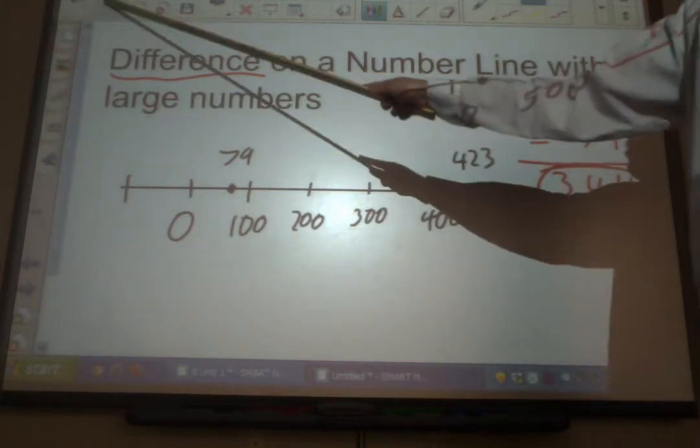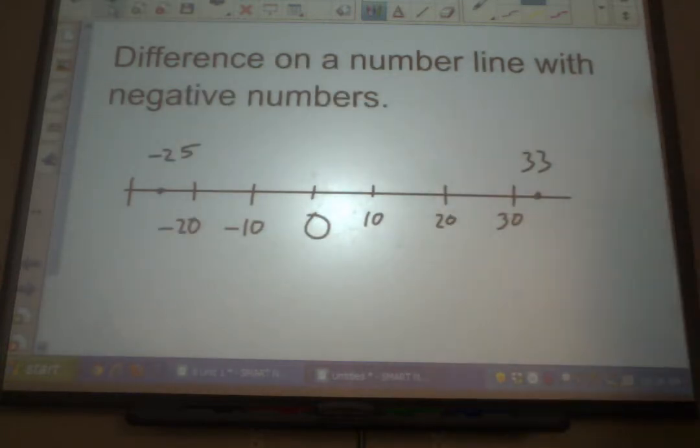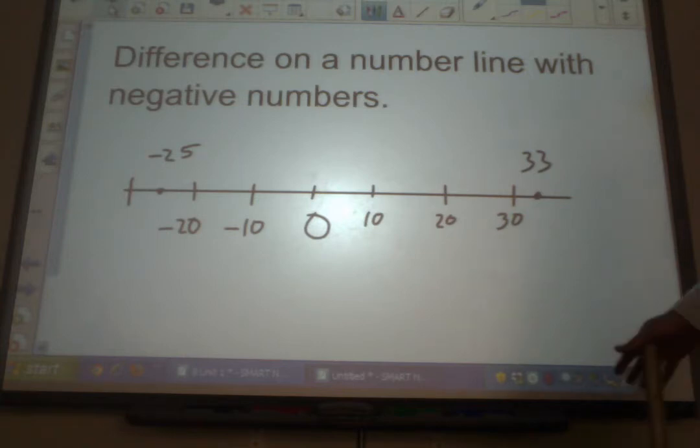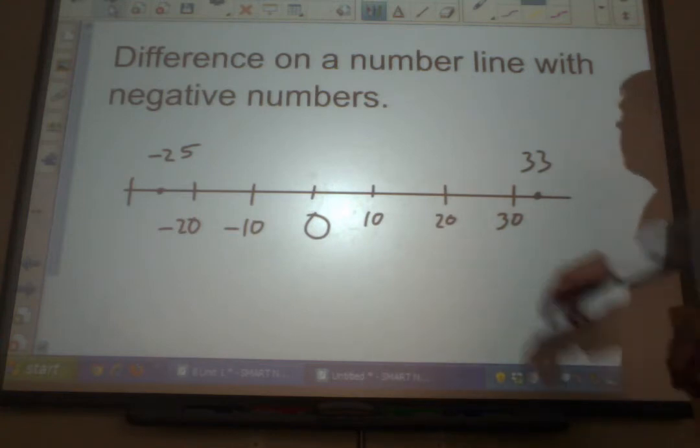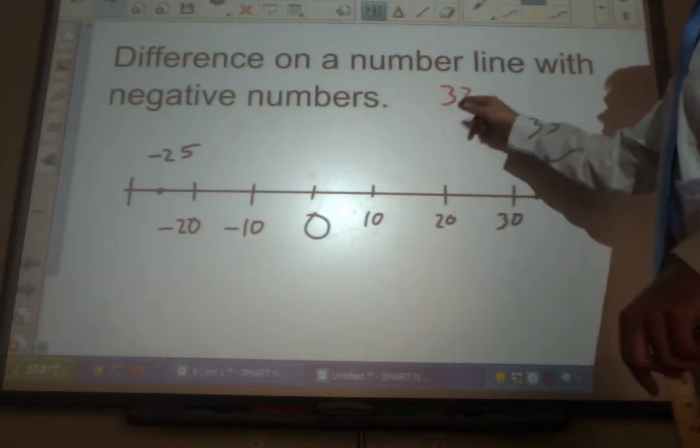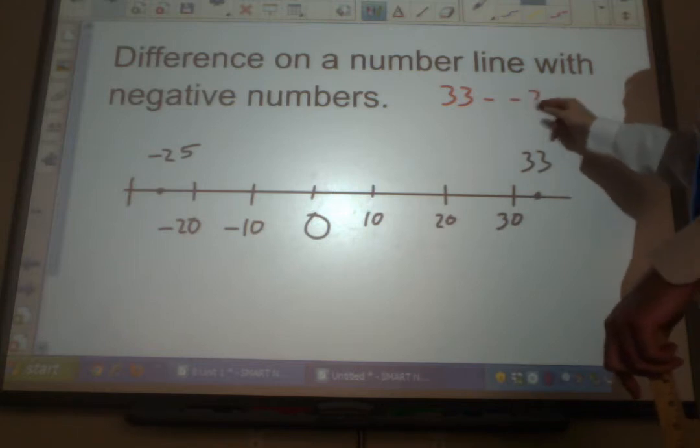All right, we're still doing fine, I think. What happens now when we start throwing negative numbers into it? The difference between these two numbers, or the distance, it ends up being the same thing. Well, we actually can solve this in the exact same way. We still just subtract. Okay? We'll take 33 minus negative 25.